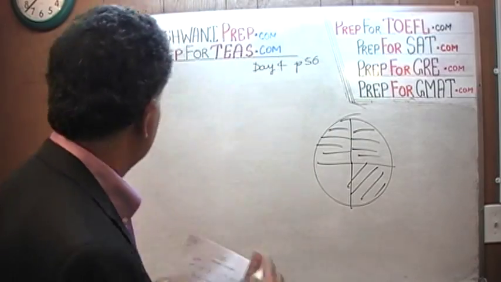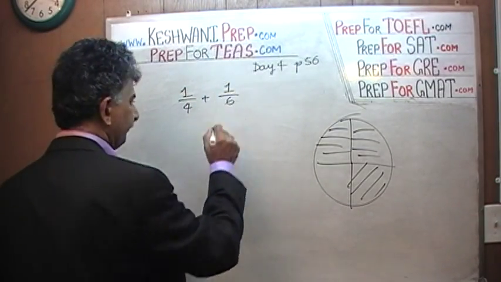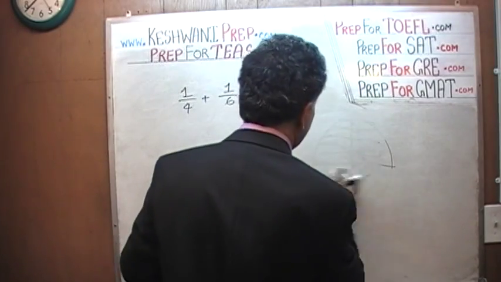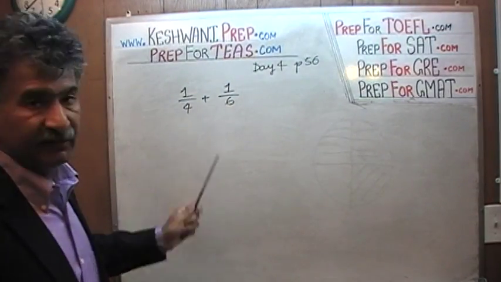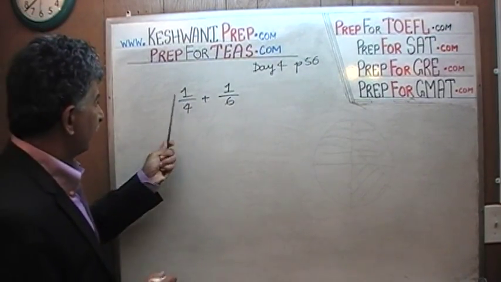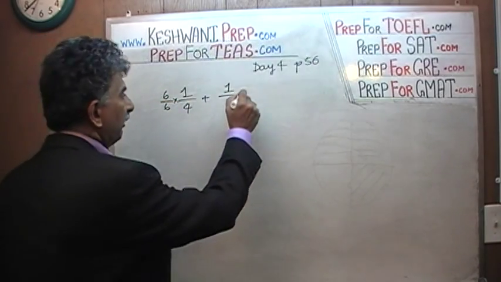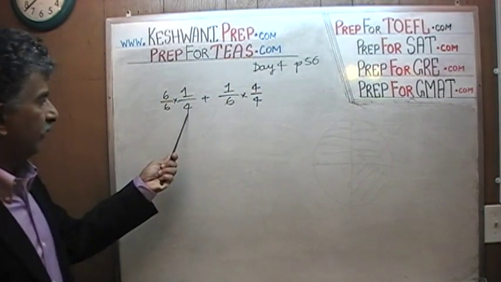We have 1/4 plus 1/6. Again, keep it very simple. Ask yourself, how can we make the bottom the same? Well, it's very simple. Take this fraction and multiply the top and the bottom by 6. And take this one and multiply it top and bottom by 4. Why by 4? Because we have a 4 here.